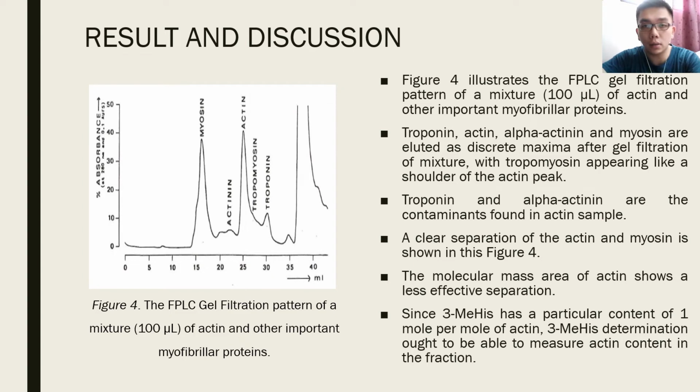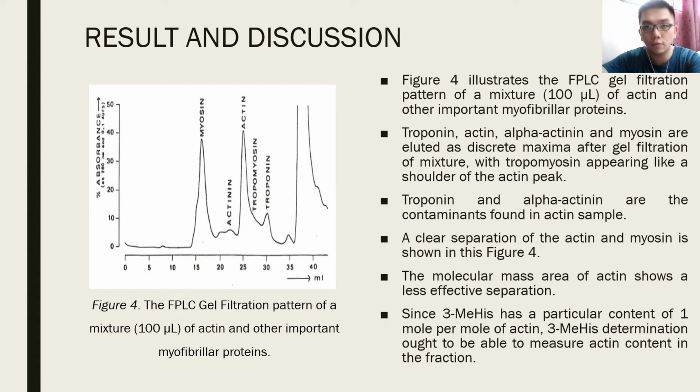Figure 4 illustrates the FPLC gel filtration pattern of a mixture, 100 microliters, of actin and other important myofibrillar proteins. Separate FPLC runs of the myofibrillar proteins are used to determine the elution volumes of troponin, tropomyosin, myosin, alpha-actinin, and actin. Troponin, actin, alpha-actinin, and myosin are eluted as discrete maxima after gel filtration of the mixture, with tropomyosin appearing like a shoulder of the actin peak. Troponin and alpha-actinin are the contaminants found in the actin sample.